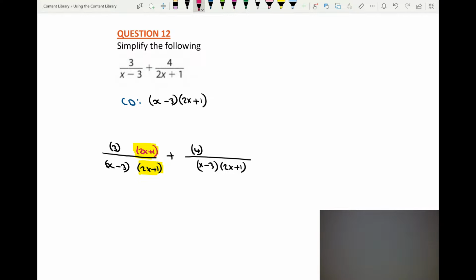I then come to the second fraction. You can see here that I did a x minus 3 on the bottom, because look, there's no x minus 3 on the bottom up here. So again, what you do to the bottom, you have to do to the top. So I'm multiplying the top here by, sorry, not 2x, it's x minus 3.